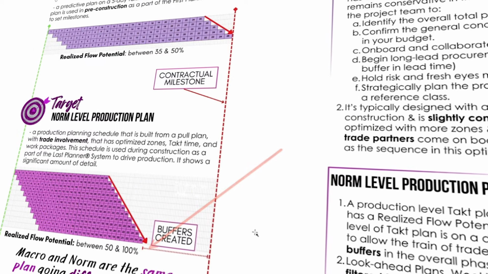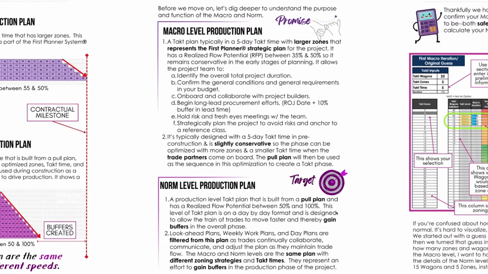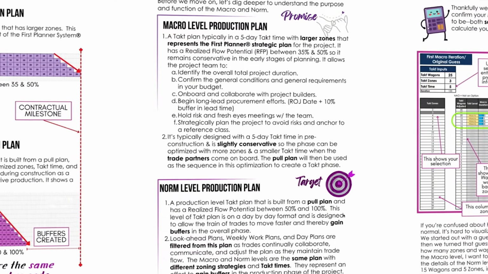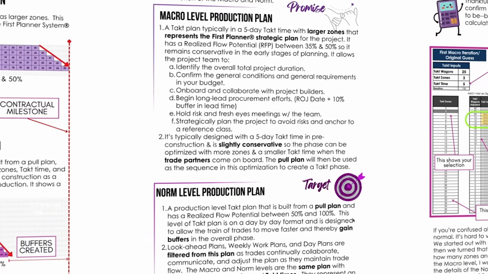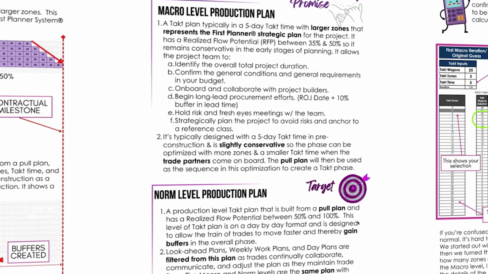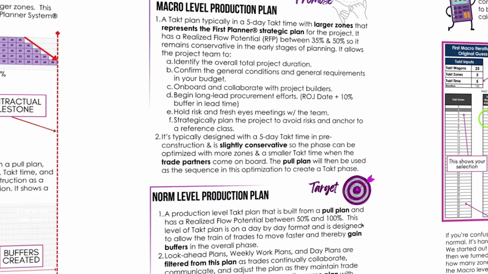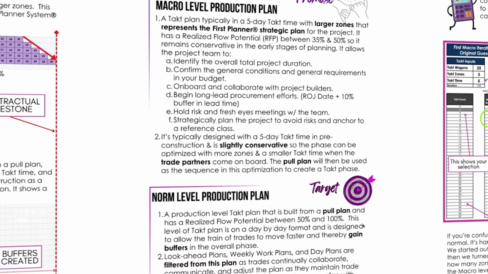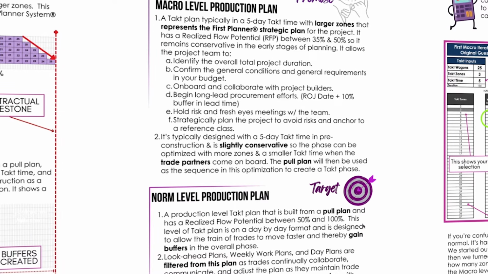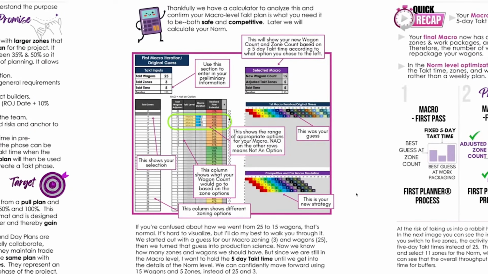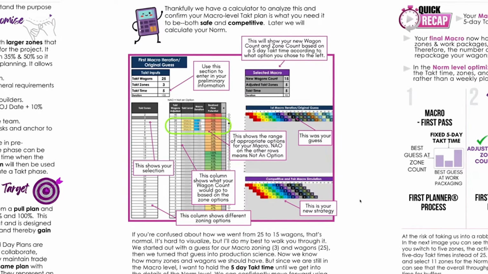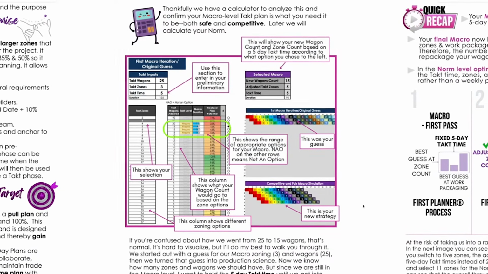I won't go through it in too much detail other than to mention in the book on page 35, we have really good definitions of macro level takt plans and norm level takt plans. And in these plans, you can see that the macro is your 5-day overview that really covers the strategy for the whole project, and your norm level production plan is literally your target. It's based off of a pull plan, and this is what you're actually going to do out in the field from a tactical standpoint. So you might be asking yourself, how do we know that we have the right macro level plan to do that?